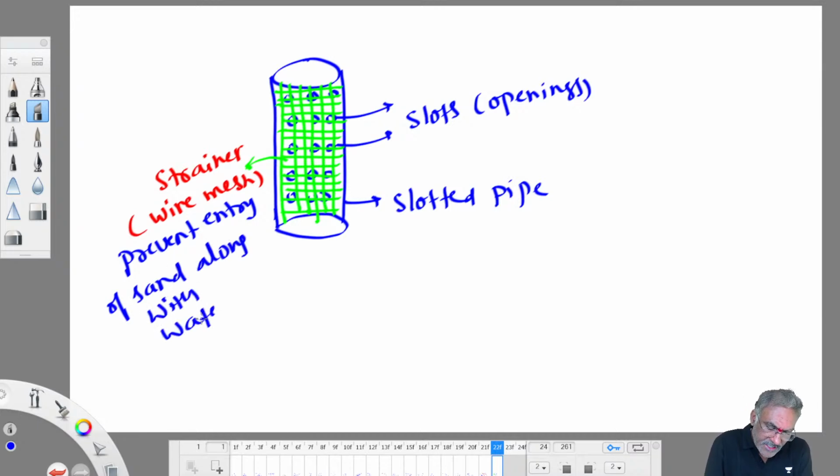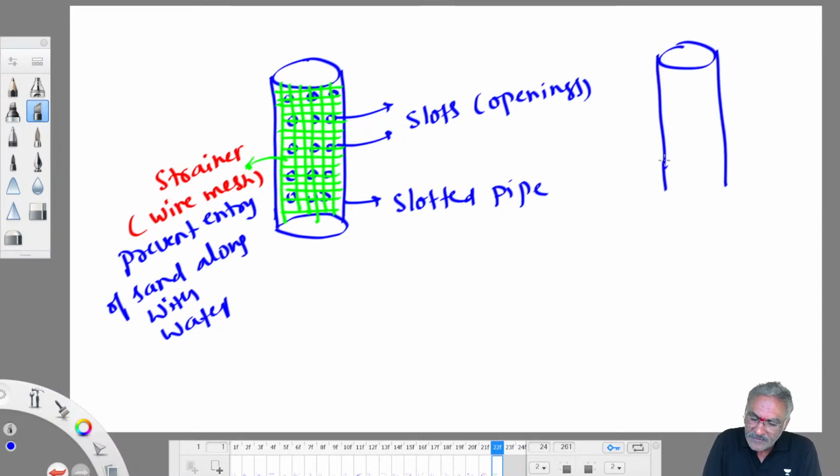Sand also tries to get into the well, but that doesn't happen because the strainer stops the sand. That's how it appears. Wherever pervious strata is there, we provide strainer pipe or slotted pipe. Wherever impervious strata is there, we provide plain pipe. Plain pipe has no holes.